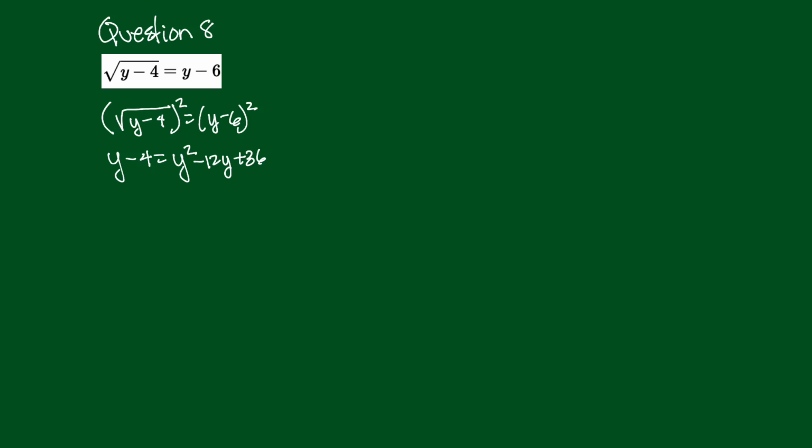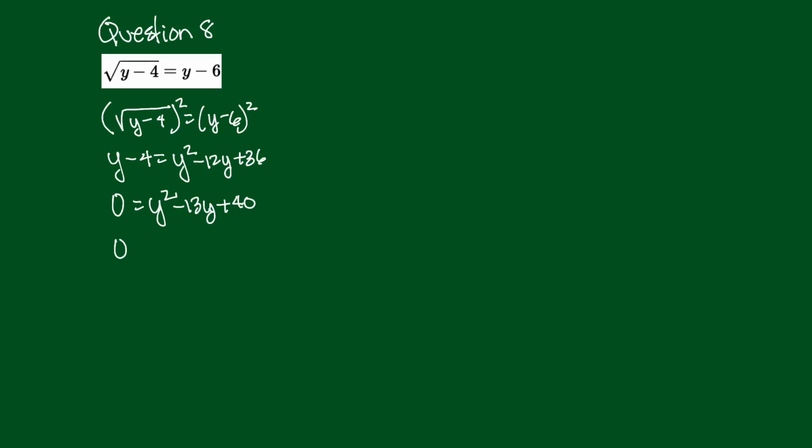Now, the y squared is already on the right side. So let's get everything on the right side. So let's subtract y, add 4. So we'll get 0 is equal to y squared, now negative 12y minus y is negative 13y, and 36 plus 4 is 40.